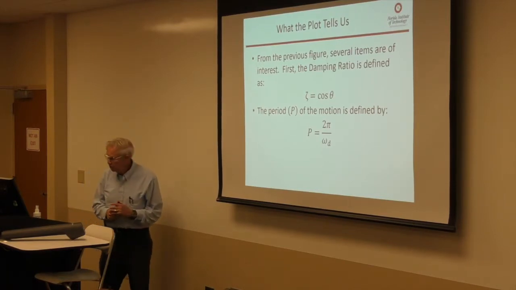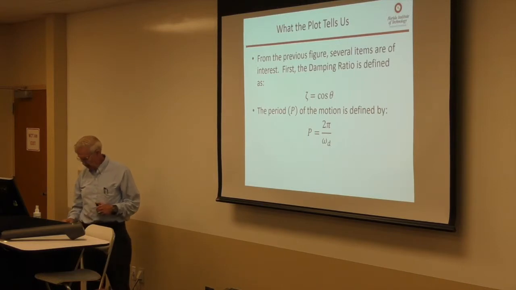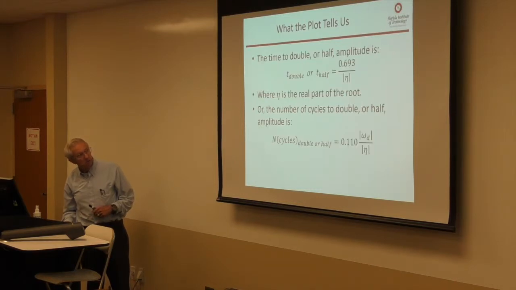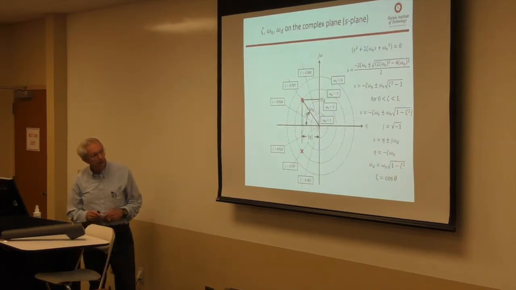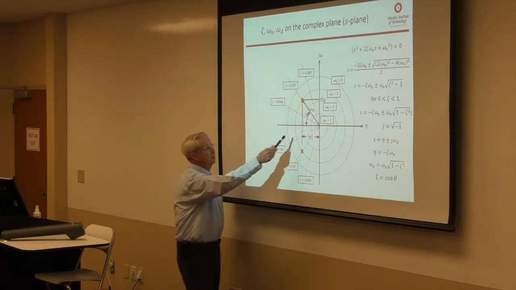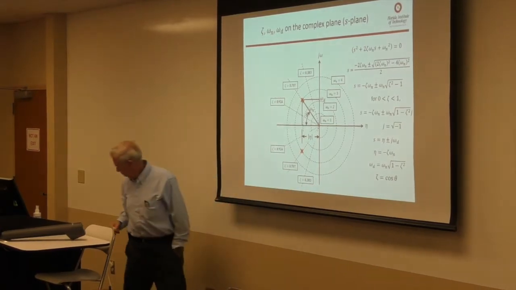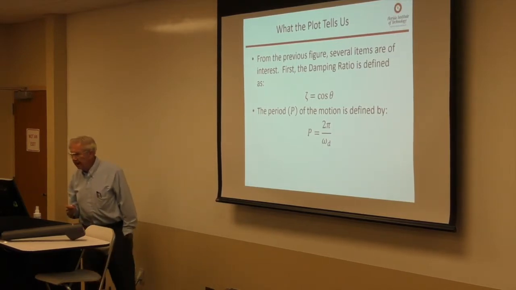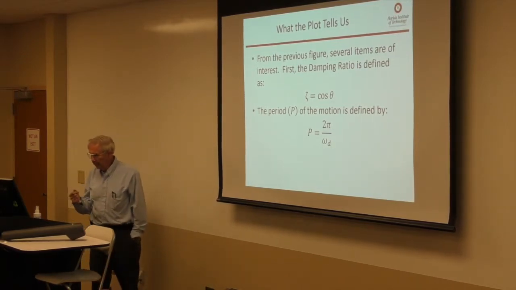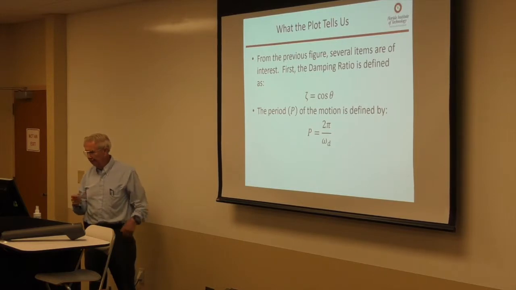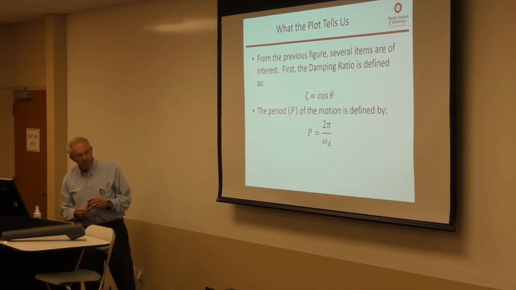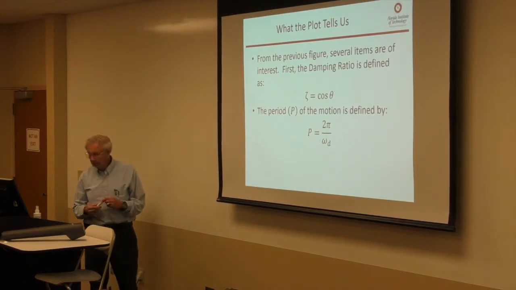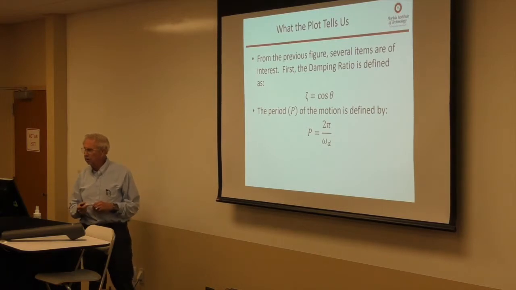Well, the damping ratio is defined by the cosine of that angle that we had. This angle, cosine of this angle. So that's the damping ratio, defined by that. The period of the motion is defined by 2 pi over the damped frequency.